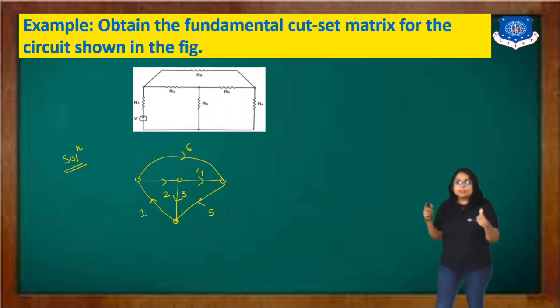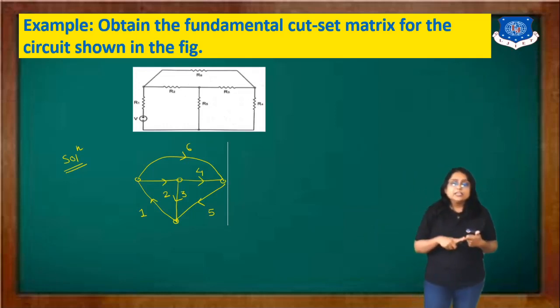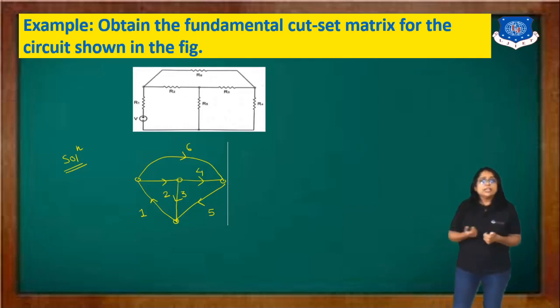So, the very first step is what? We have to prepare a tree from this graph. Okay, and what is the definition of tree? It's a connected subgraph which contains all the nodes but does not contain any loop.